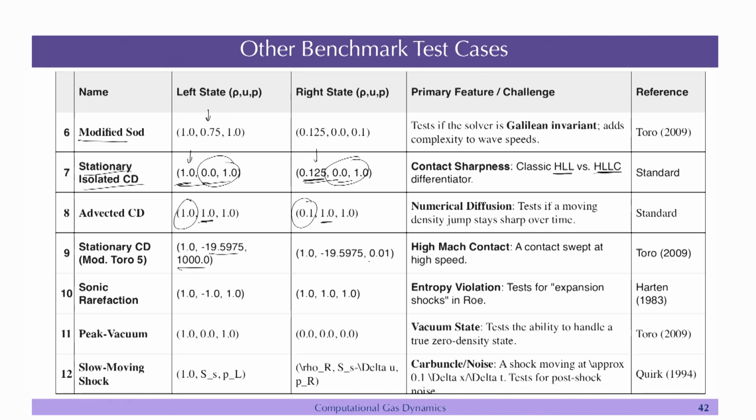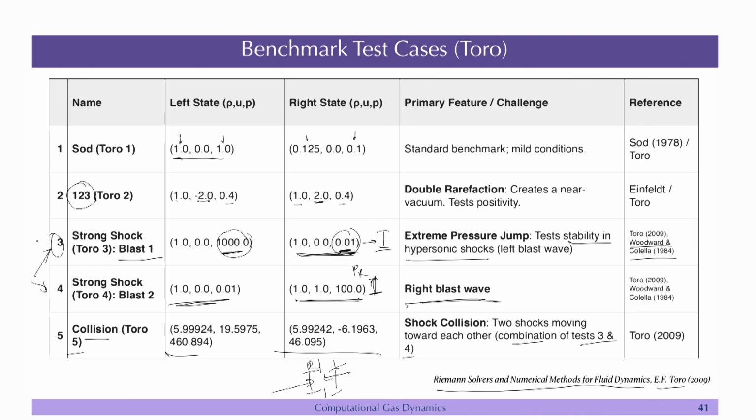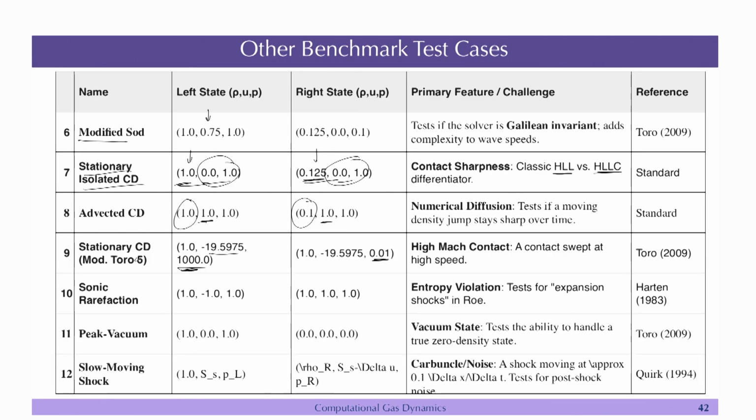So there is a very high jump in the pressure. In fact it should be modified case 3, the Toro 3, not Toro 5. So this is modified Toro 3. The density and the velocity remain the same on either side, and there is a huge jump in the pressure. So this is a high Mach contact, a contact swept at very high speed.